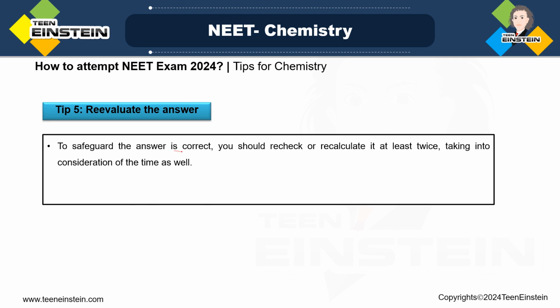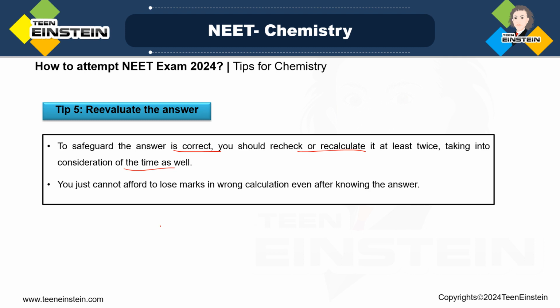To safeguard that the answer is correct, you should recheck and recalculate it at least twice, taking the time into consideration as well. Now why is it important? Because sometimes you make a silly mistake just because you are not rechecking it a second time. And you will lose some marks because of this wrong calculation. Even after knowing the concept, even after knowing how to solve the question, because of a silly mistake you cannot afford to lose marks, right?